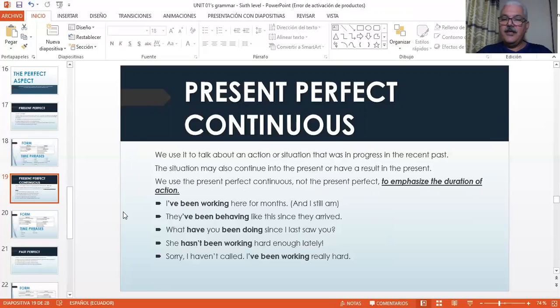I've been working here for months. I am still here. I'm still working here. That's why I use the present perfect, as the action has to do with this moment. Started in the past, but coming into the present, and probably will continue in the future.